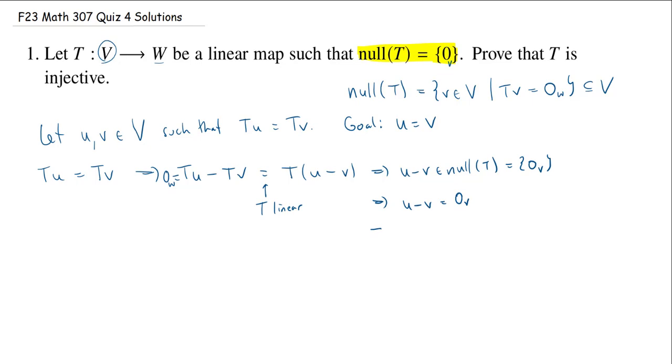Okay, let's add v on both sides. And I get u is equal to v. Hey, that was our goal. We wanted to show if I had two elements with the same T image, they actually had to be the same element. And this implies that T is injective.